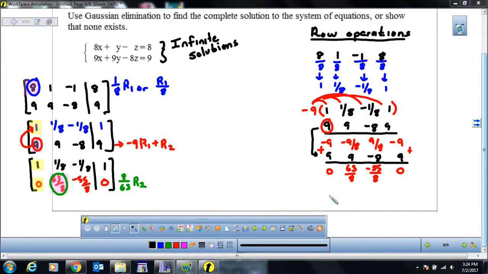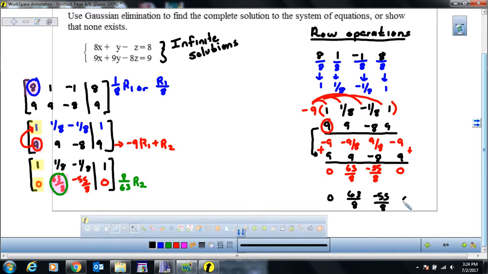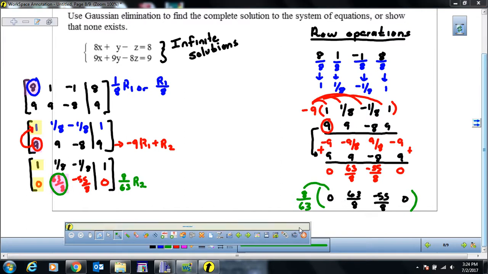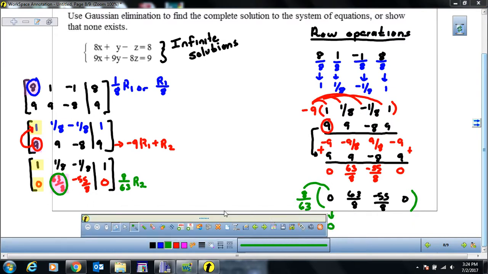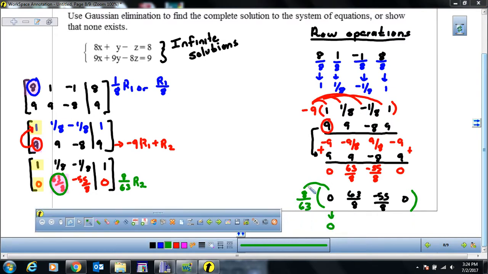Okay. So I'm going to take the whole row: 0, 63/8, -55/8, and 0. I am going to multiply by 8/63. So 8/63 times 0, that's going to still give me a 0. Now take a look at the following. 8/63 times 63/8, that's going to give you a 1.